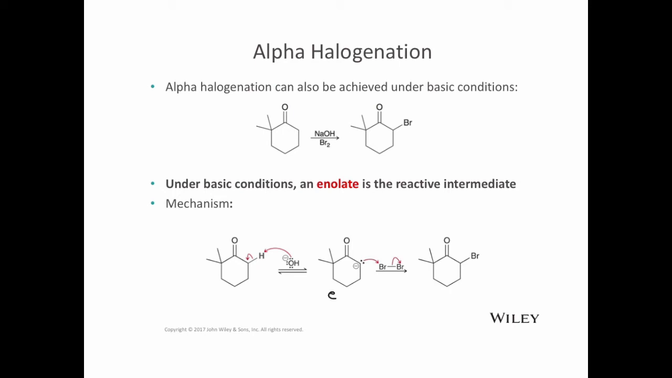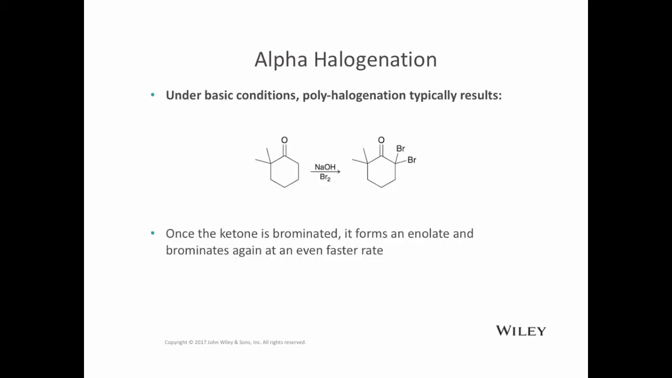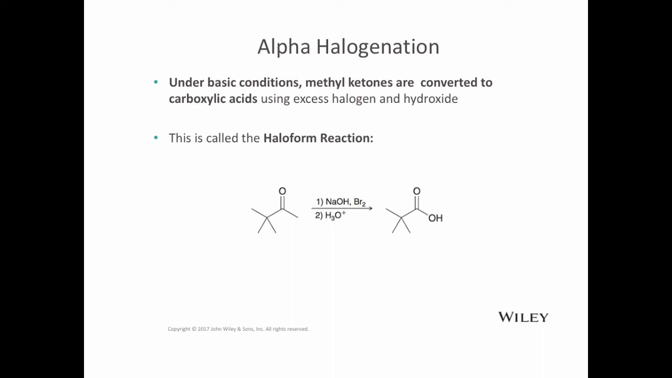So here's your enolate. That's going to react with the halogen to add your halogen to the alpha carbon. The issue with using basic conditions is that you can keep adding halogens, so you end up with polyhalogenation, which you may not want. And then once the ketone is brominated the first time, it forms an enolate even quicker the second time. This can be taken advantage of with the haloform reaction.